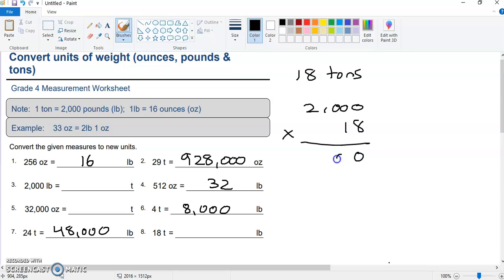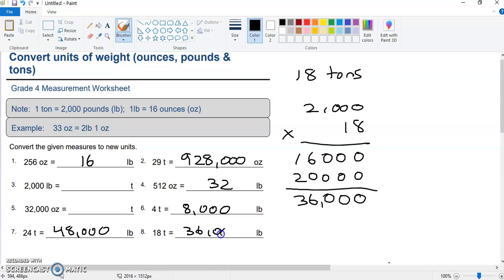8 times 0, times 0, times 0, times 2 is 16. Bring down the 0. 1 times 0, times 0, times 0. 1 times 2. 0, 0, 0. Bring down the 6 and the 3, and there's 36,000 pounds. So you have 18 tons. That's the same thing as 36,000 pounds.